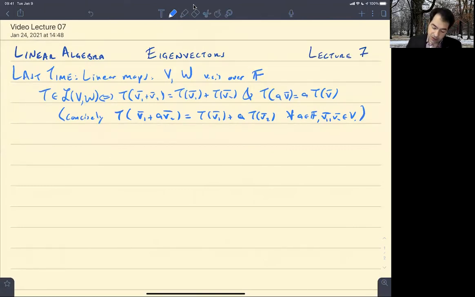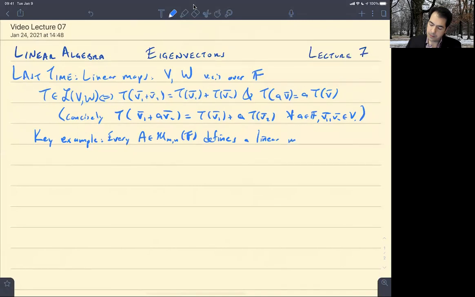Okay, and then another thing we did last time, we have our key example. Every matrix A, an m by n matrix with entries in F, defines a linear map from F^n to F^m by matrix vector multiplication.